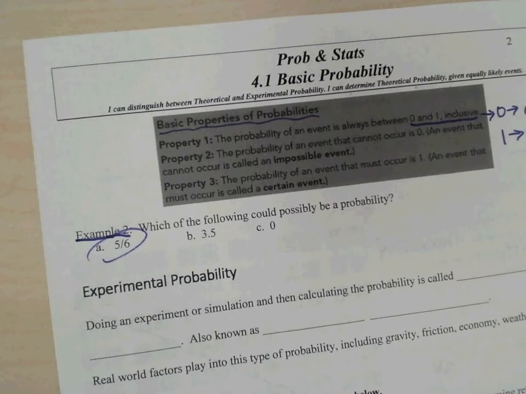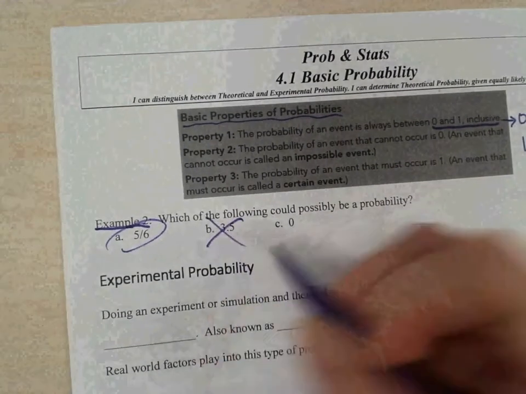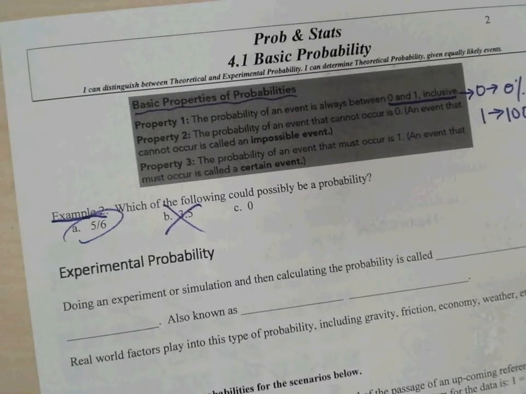So 3.5, give me a thumbs up or a thumbs down. Is 3.5 a possible probability? That's correct. It is not possible to have a probability greater than 1. 3.5 is not an option.